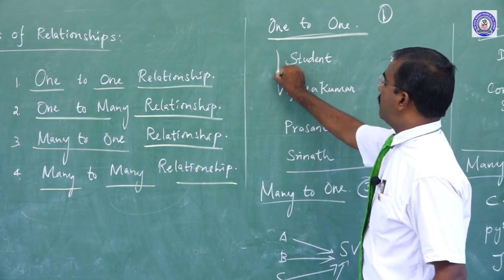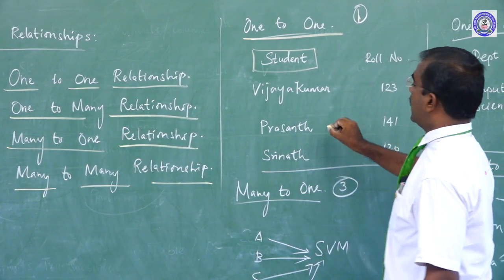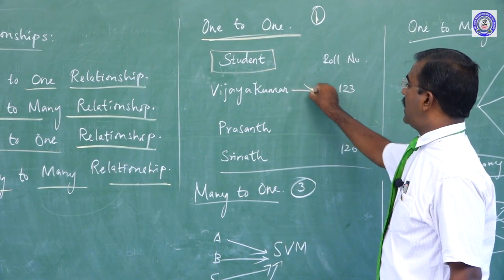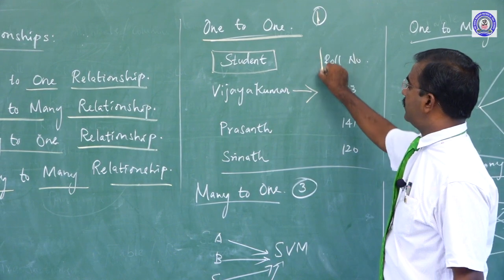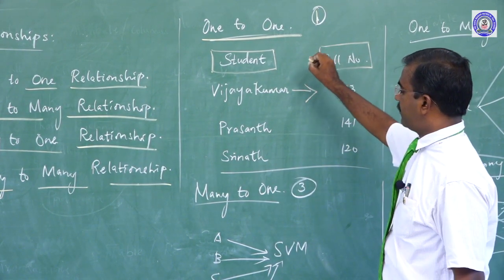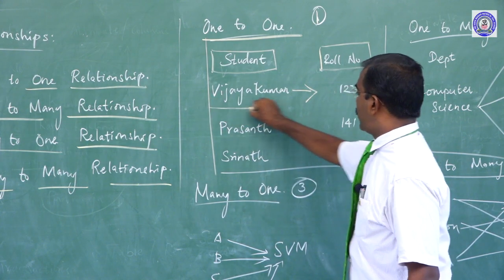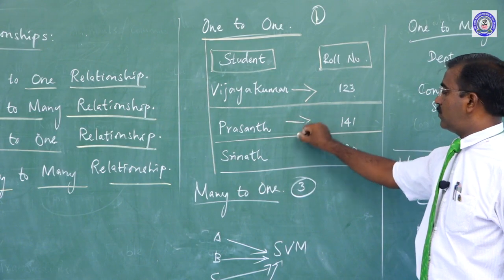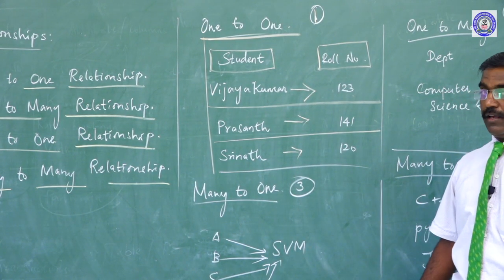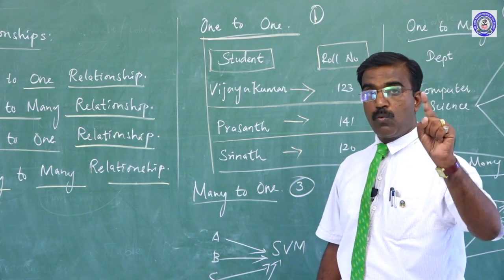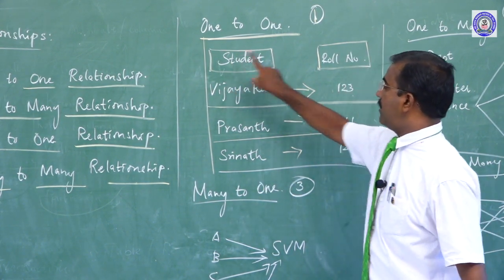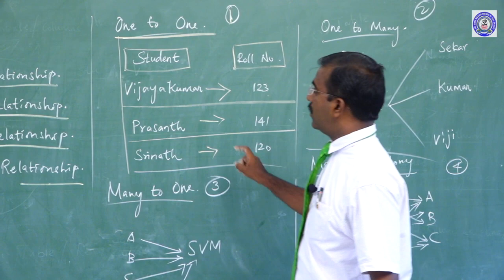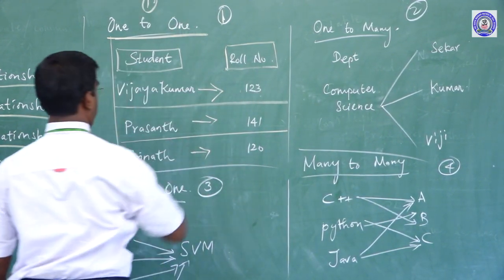Here there are many students in a classroom. Sir, for example, this student name is Vijay Kumar, allotted roll number 123. Prashant, 141. Srinath, allotted number 120. So what I am saying is, in these one-to-one relations, student name, roll number, student name, roll number, student name, roll number. This is called a one-to-one relationship.